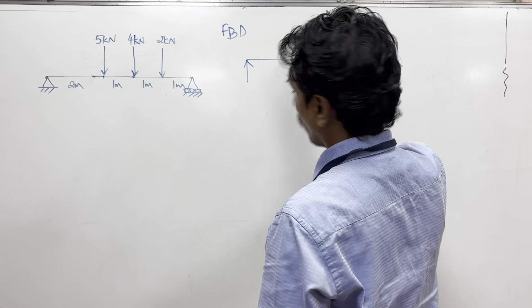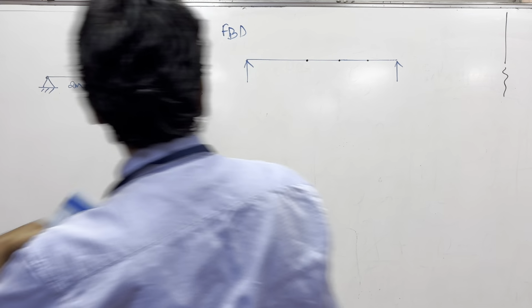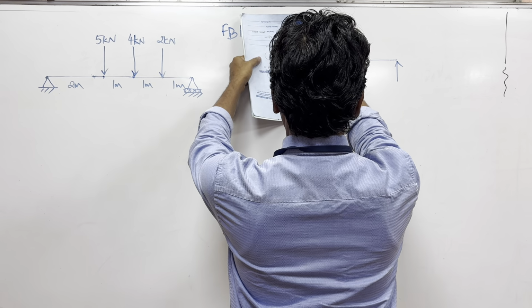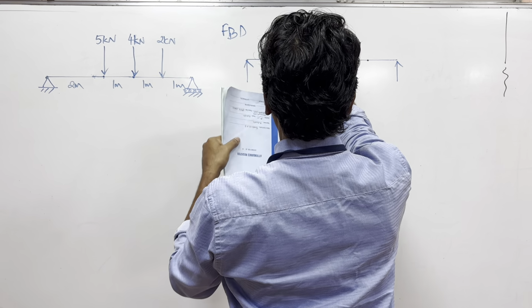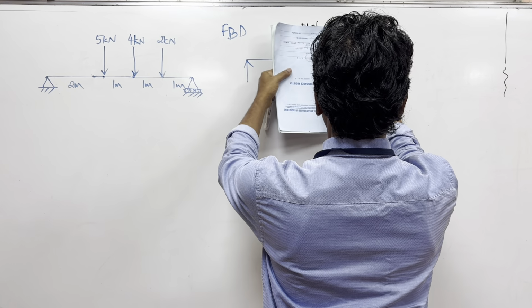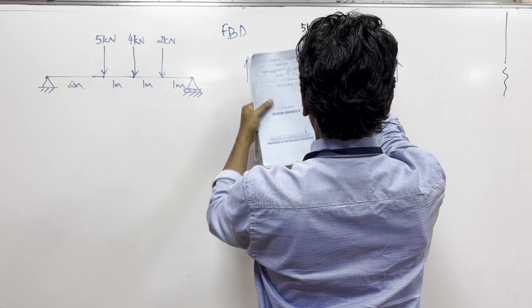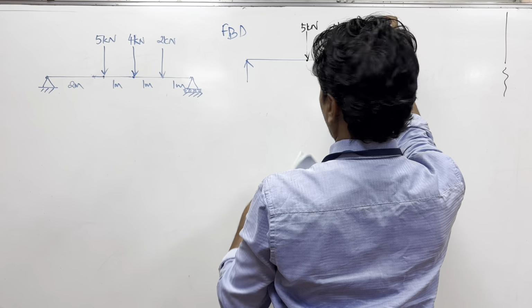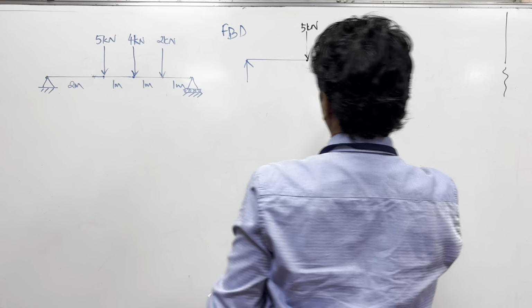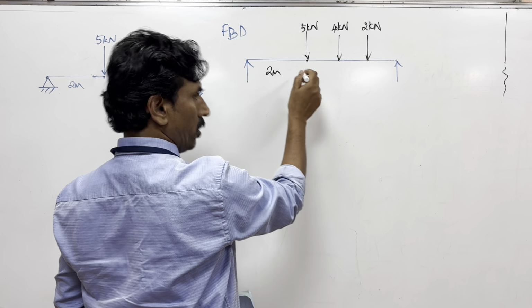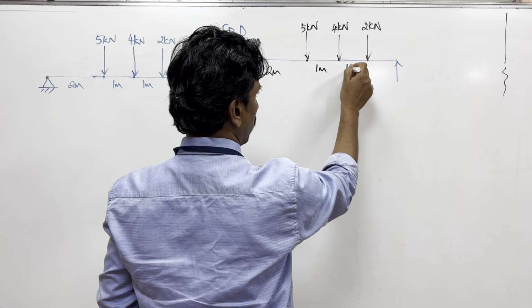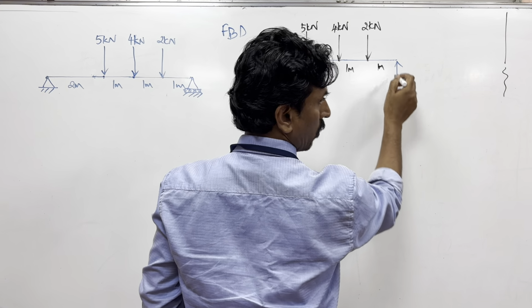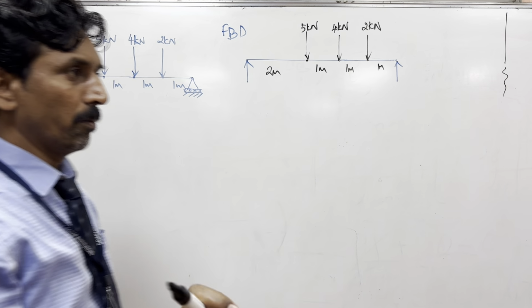So this load was 5 kilonewton. I will redraw this. So 2 kilonewton. So this is 2 meters, 1 meter, 1 meter, 1 meter.